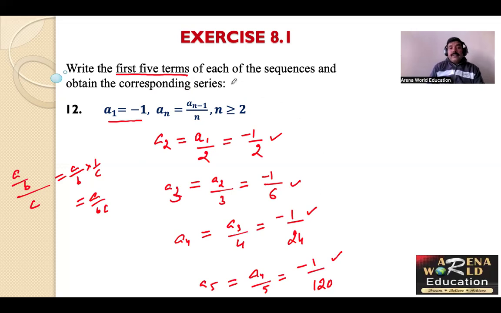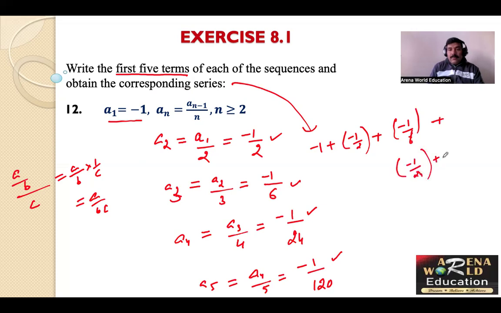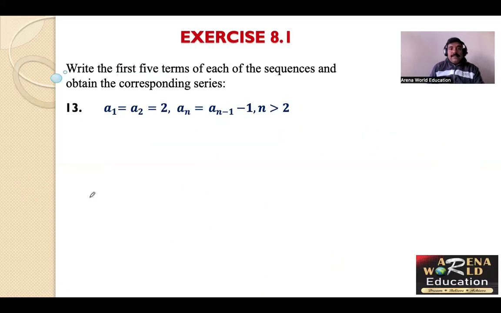And corresponding series will be what? It will be minus 1 plus minus 1 by 2 plus minus 1 by 6 plus minus 1 by 24 plus minus 1 by 120 and so on up to this one, right? So let us move to question number 13.